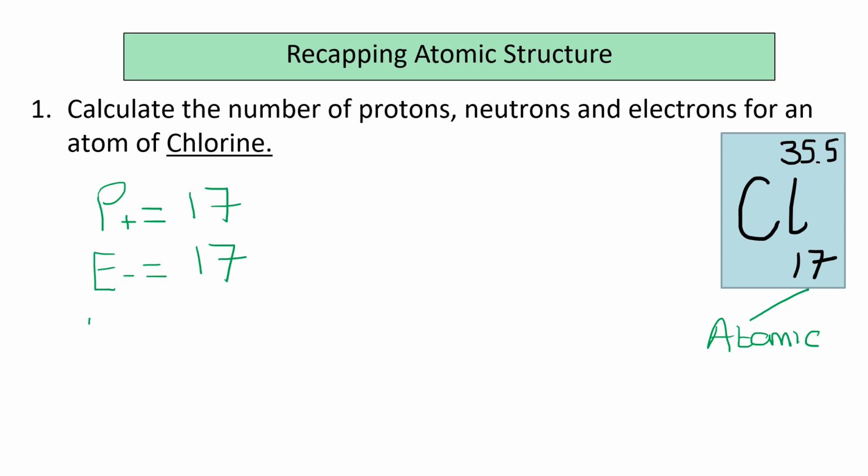To work out the neutron number, we must take 17 away from the mass number, which is the top number, of 35.5. So we simply do 35.5, take away 17 to give us 18.5 neutrons.